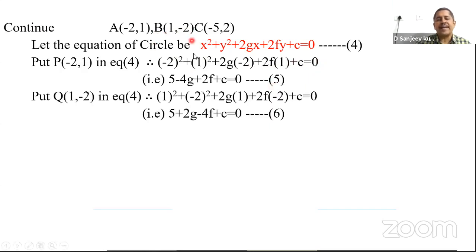Second point is 1 comma minus 2. So 1 square plus minus 2 square plus 2g into 1 plus 2f into minus 2 plus c is equal to 0.